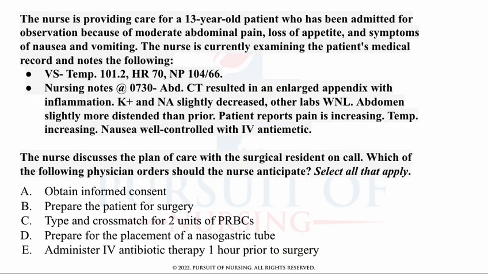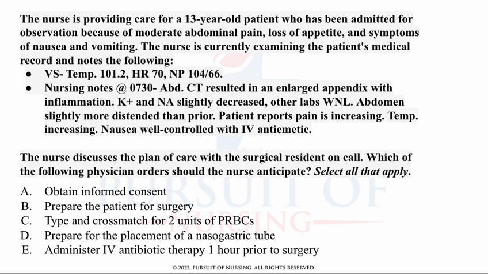All right, this is another multiple response, select all that apply, and will test your knowledge of physiological integrity. So the nurse is providing care for a 13-year-old patient who has been admitted for observation because of moderate abdominal pain, loss of appetite, and symptoms of nausea and vomiting. The nurse is currently examining the patient's medical record and notes the following. So this 13-year-old patient has a temp of 101.2, a heart rate of 70, and a BP of 104/66.